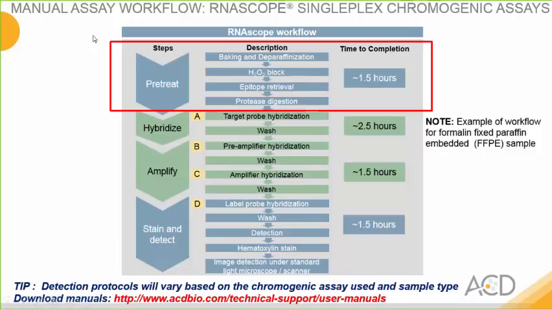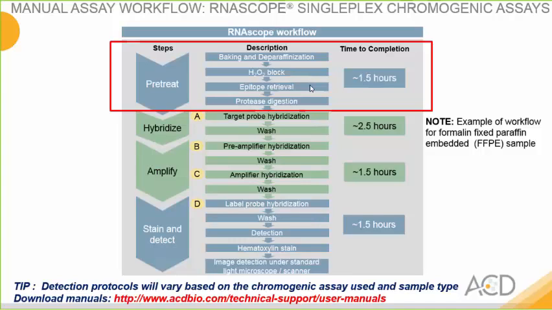The pretreatment reagents usually involve one or all of the following steps. H2O2, this is to block endogenous peroxidase, and then target retrieval or epitope retrieval. This is a boiling step for fixed frozen or FFPE tissue that had been fixed for a long period of time.